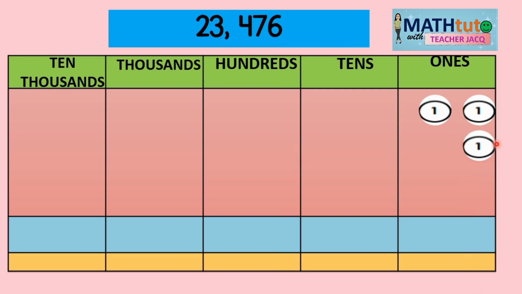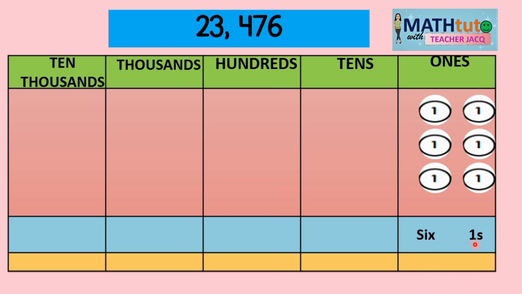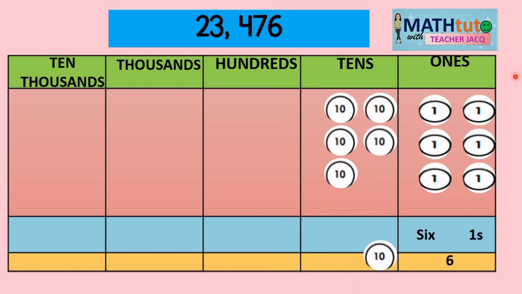1, 2, 3, 4, 5, 6. So we have 6 ones, or simply 6 times 1 is equal to 6. Under the tens column, we have 7. So let us draw 7 discs. 1, 2, 3, 4, 5, 6, 7, or 7 tens. 7 times 10 is equal to 70.